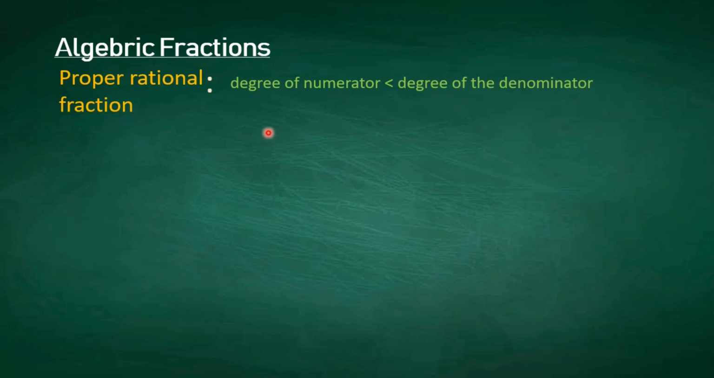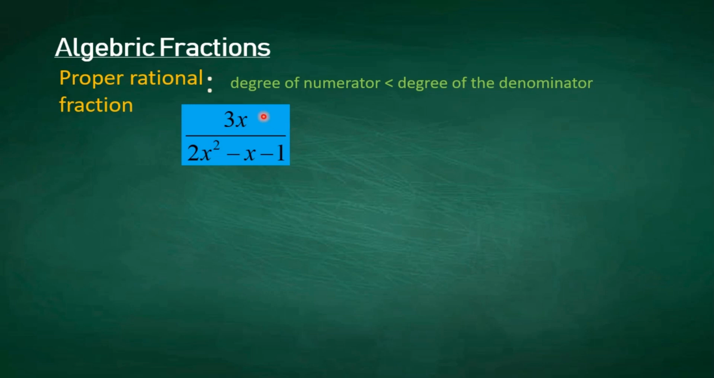For example, you can say 3x over 2x square minus x minus 1. So here the degree of the numerator is 1 and the degree of the denominator is 2. So you can say the degree of the numerator is less than the degree of the denominator. So it's a proper rational fraction. So we can convert this into partial fractions easily.